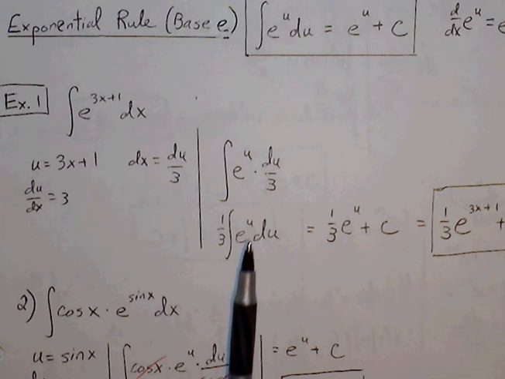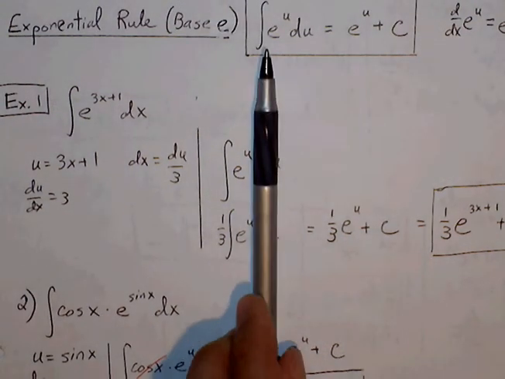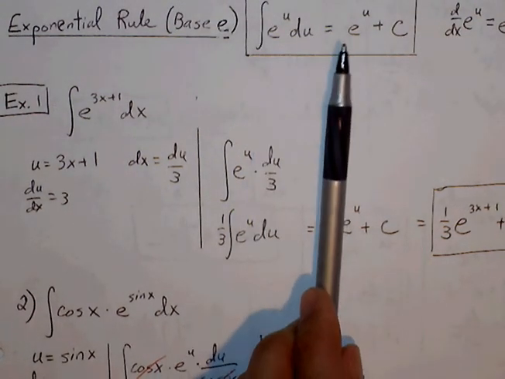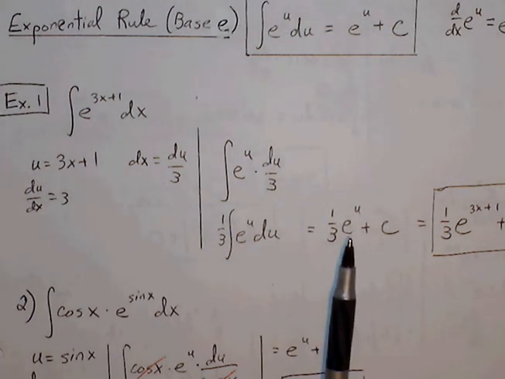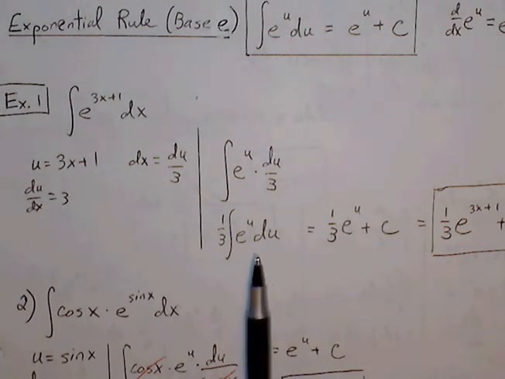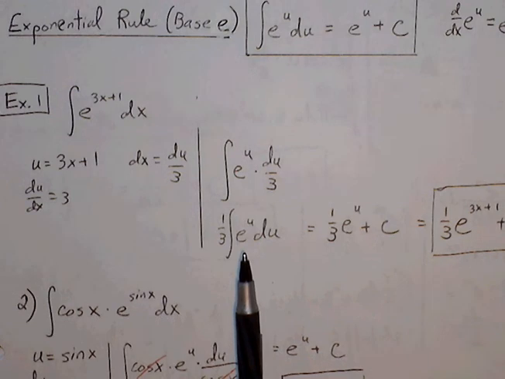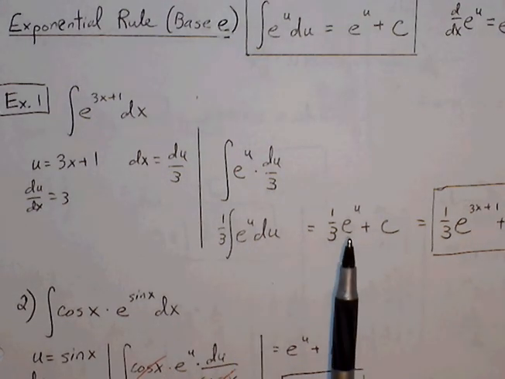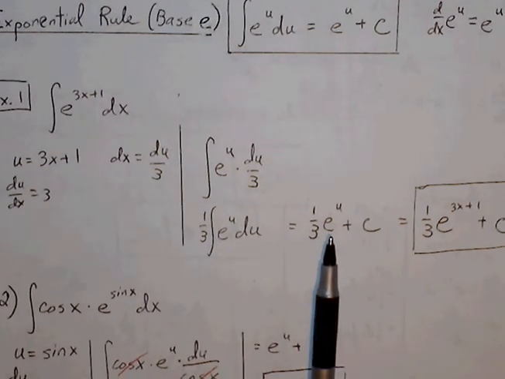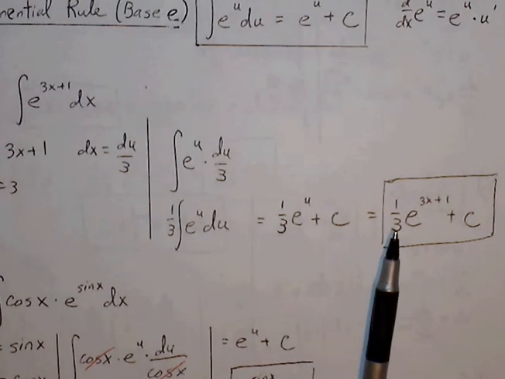Now for e to the u du, we have a rule specifically for that, which is simply going to remain as e to the u plus c. So 1/3 times e to the u plus c. Note that the original function and its antiderivative stay the same, because that's the rule. Then replace u back in terms of x. So 1/3 e to the 3x plus 1 plus c.